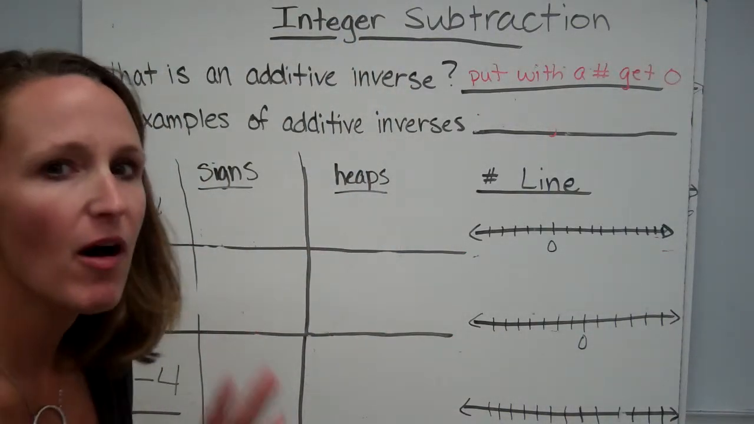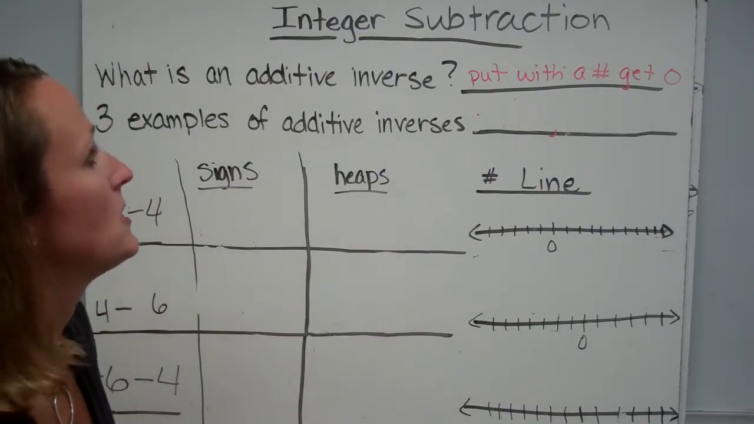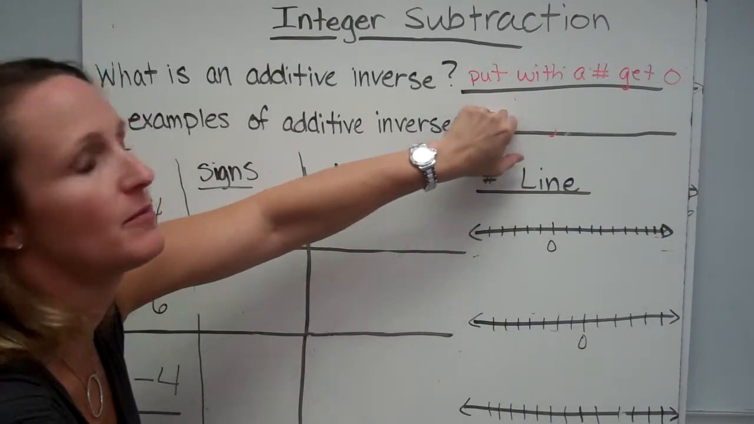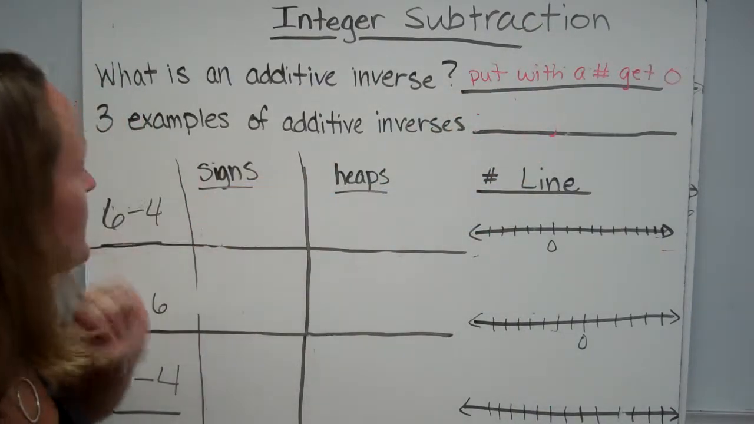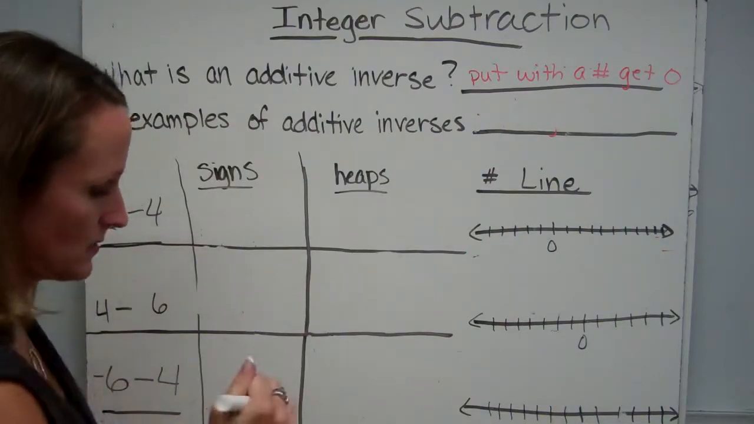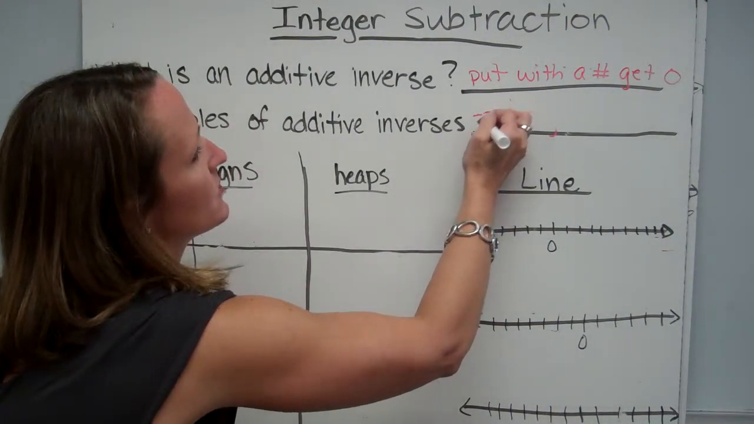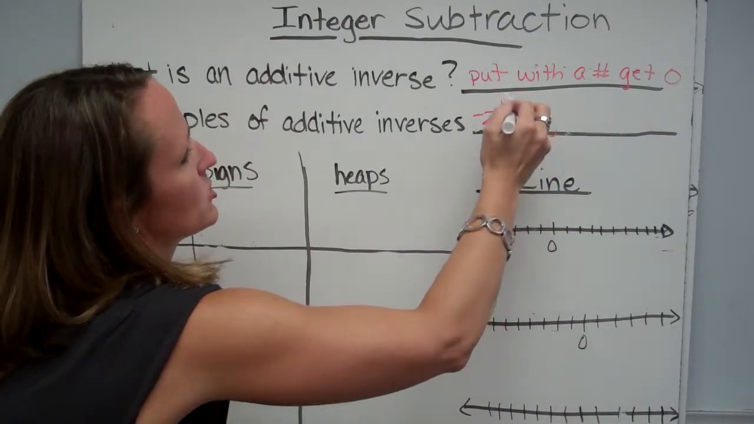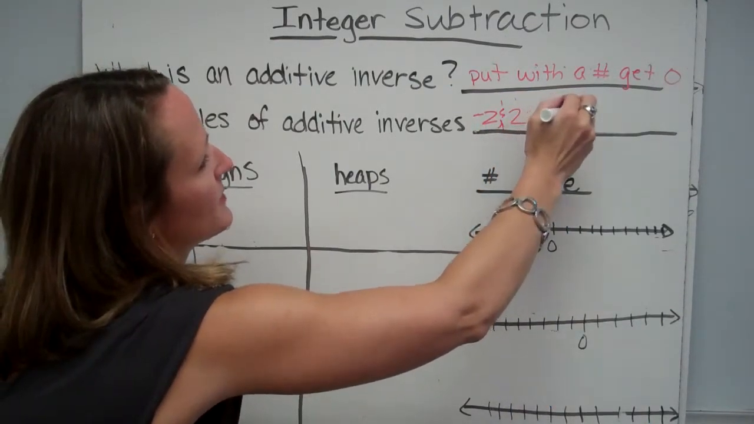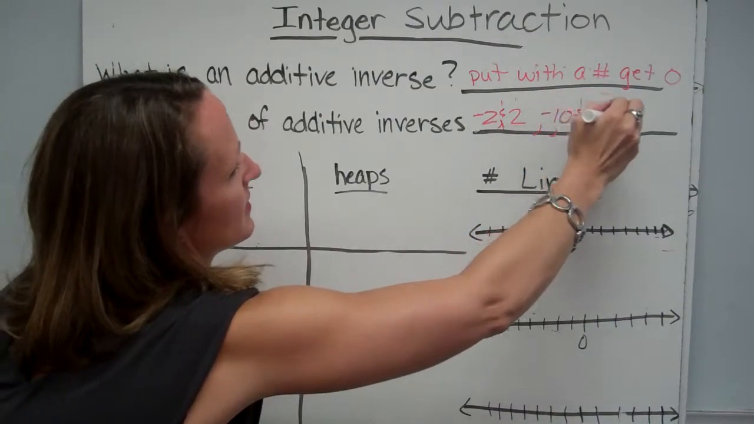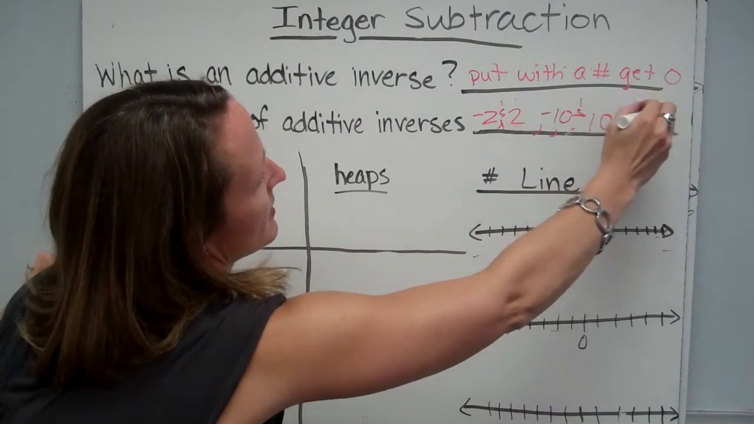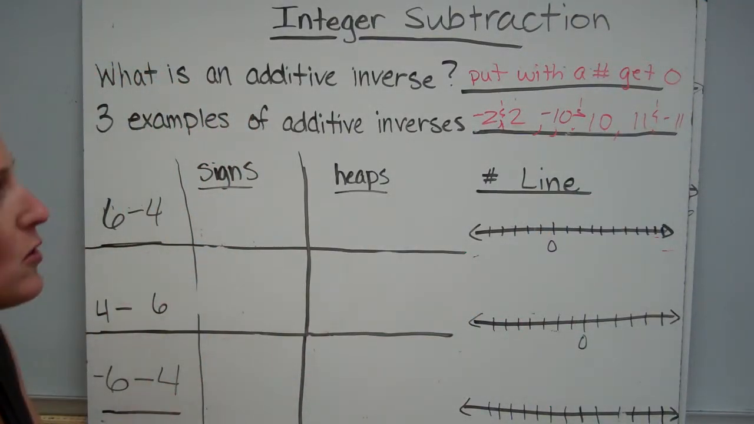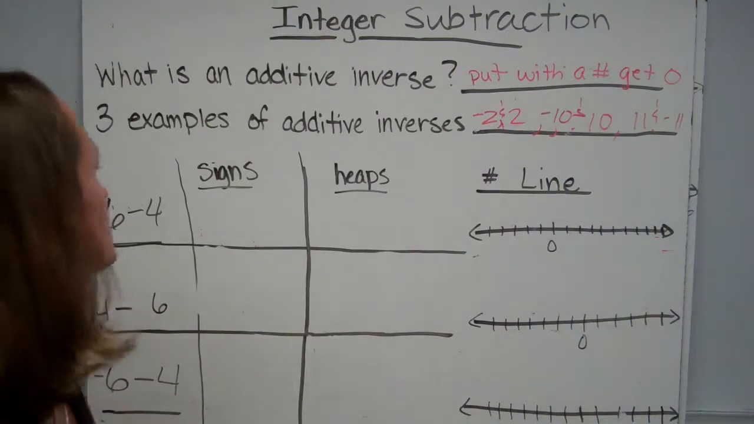Now we're going to talk about how to subtract integers. Let's review what an additive inverse is. It's still what you put with a number to get 0. Give me 3 more examples of additive inverses. So at this point you should know pretty well we could do -2 and 2. That's a 0. -10 and 10. How about 11 and -11? 3 examples of it. So we're going to do something new when we subtract integers.